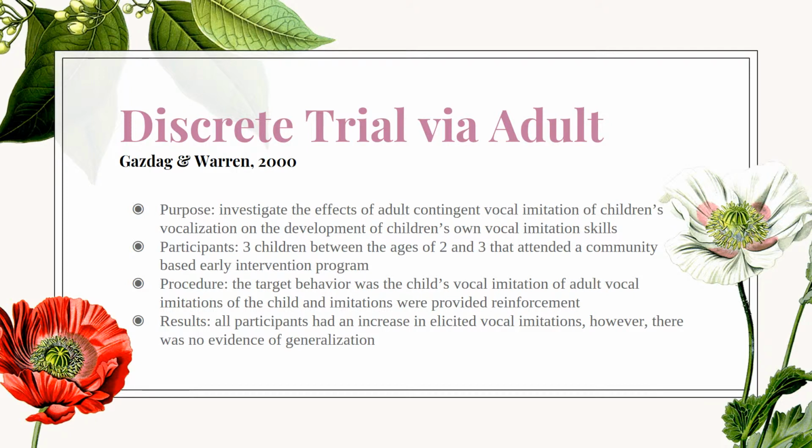The procedure was that the target behavior was the child's vocal imitation of the adult vocal imitations of the child, and imitations that occurred were provided reinforcement. This was a little confusing to read because the child would make a vocalization and then the adult would repeat and possibly add on to that vocalization and then require the child to repeat the adult's imitation of the child.